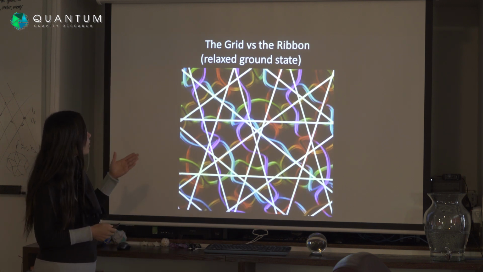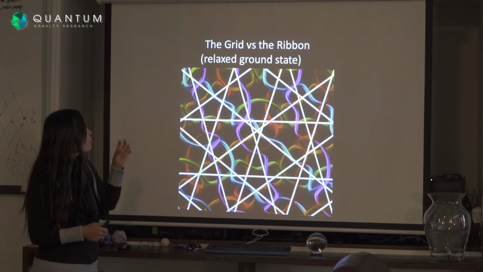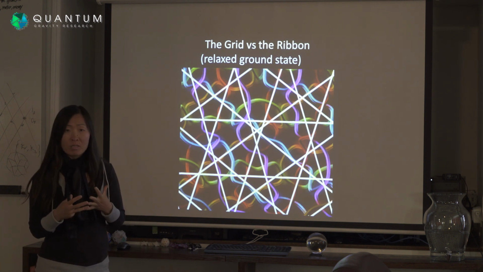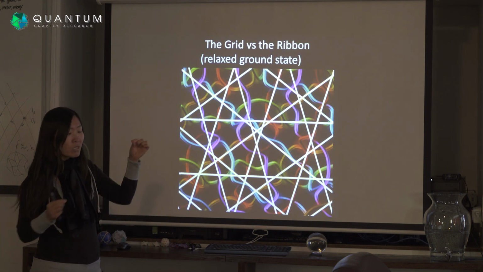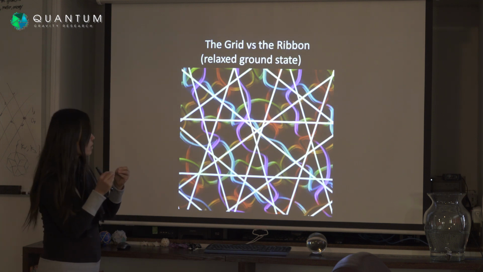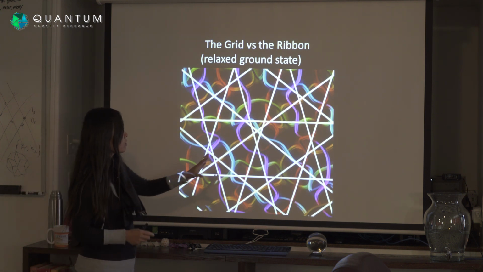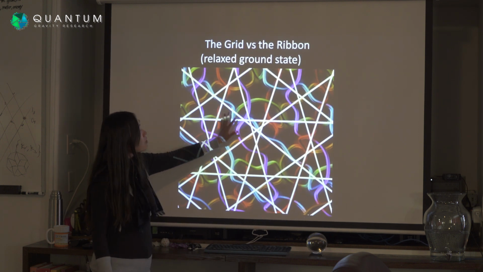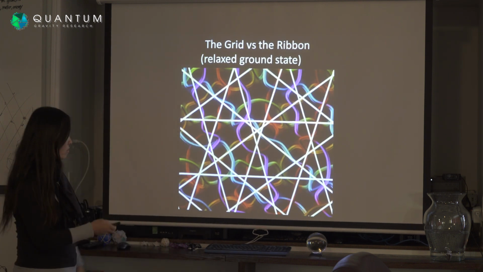So the ribbon is kind of the more relaxed ground state for the pentagrid. The pentagrid is very rigid and forced, and it results in something really dense and something really sparse. But the ribbons are very even.